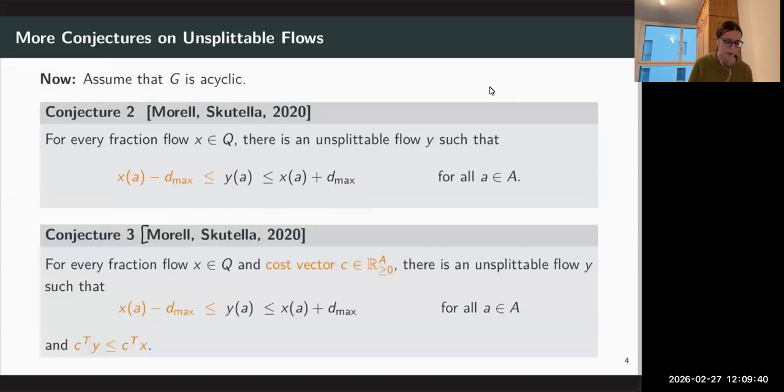And then they also had a third conjecture, which is basically a stronger version of conjecture 1 and conjecture 2. So now we have the lower bounds in addition to the upper bounds, and we also have the costs. So we also want our unsplittable flow to be not more expensive than our fractional flow. This conjecture 3 is the strongest conjecture, which would imply the other two conjectures. So these are three well-known and widely open conjectures in this area.